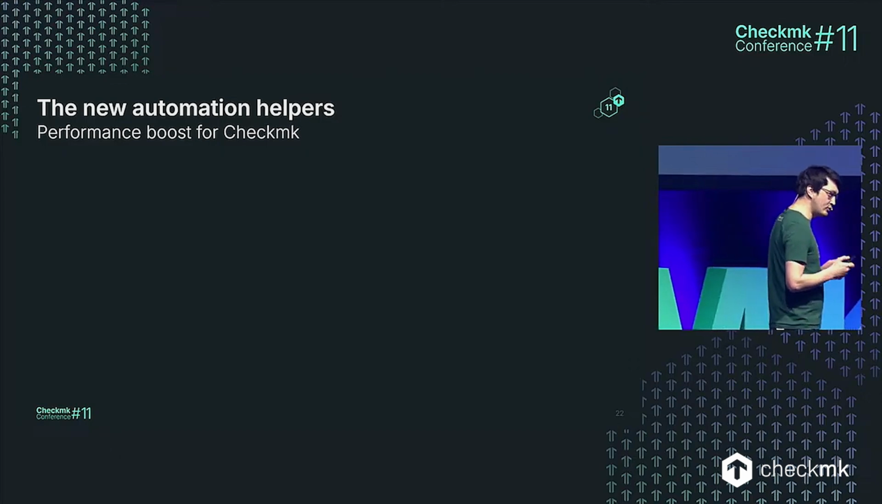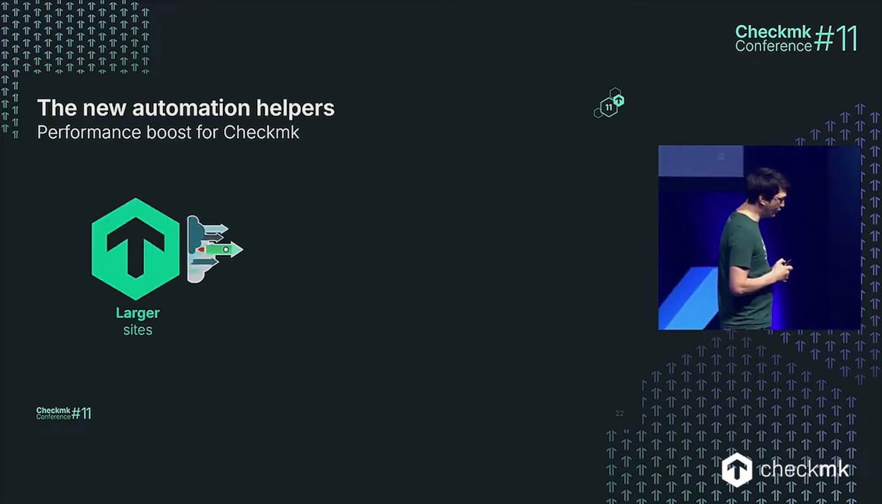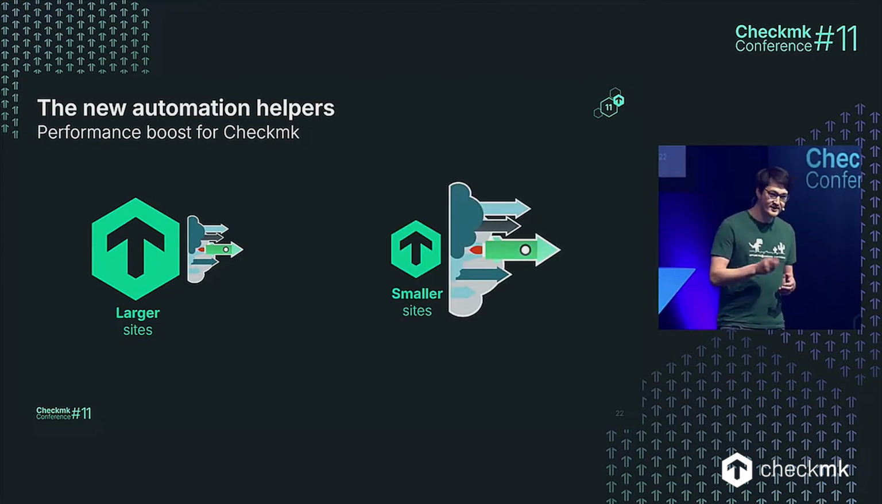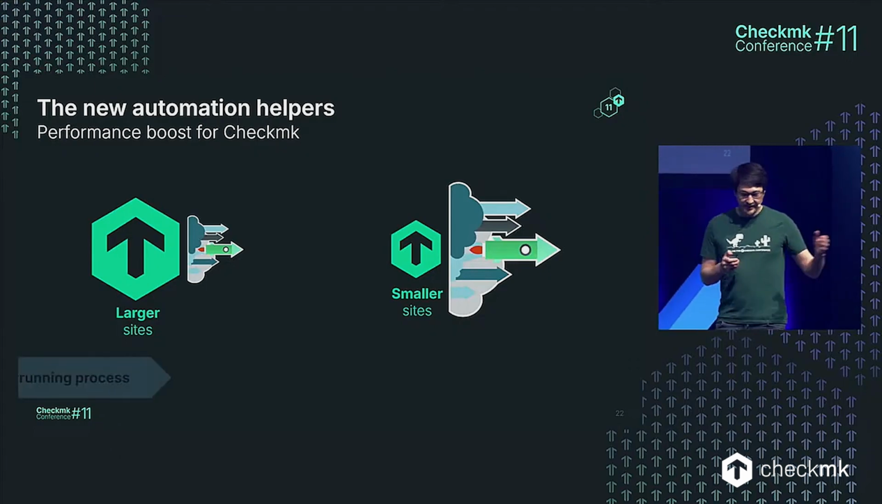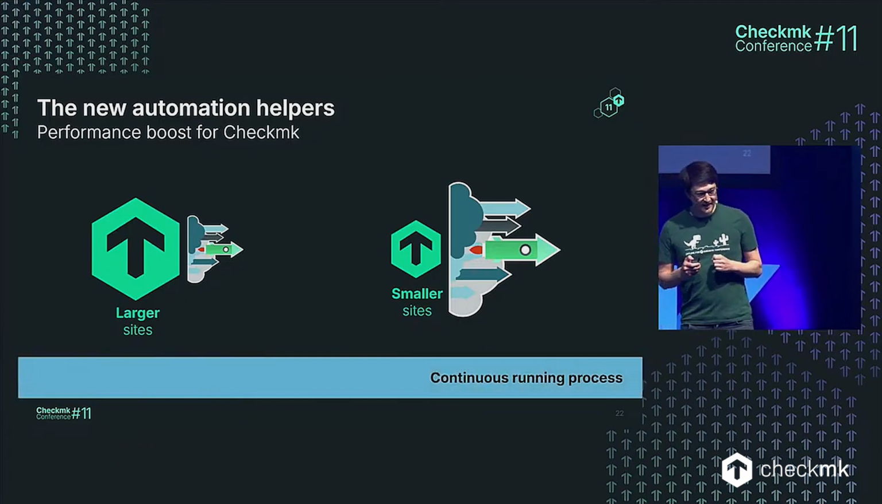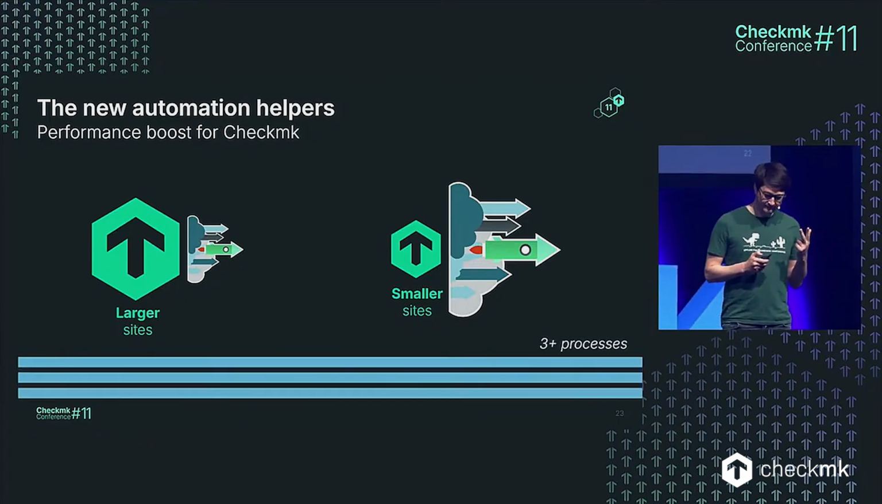So what is it? It's the new automation helpers. And the new automation helpers will help you on larger sites to get a performance boost, but especially on smaller sites, you will really see that. And how does that work? There's a continuously running process now in Checkmk. Actually, it's not 1, it's at least 3.